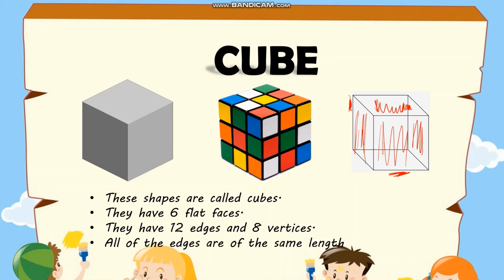Okay. What about the edges? 1, 2, 3, 4, 5, 6, 7, 8, 9, 10, 11, 12. Okay. And what about the vertices? 1, 2, 3, 4, 5, 6, 7, and 8.